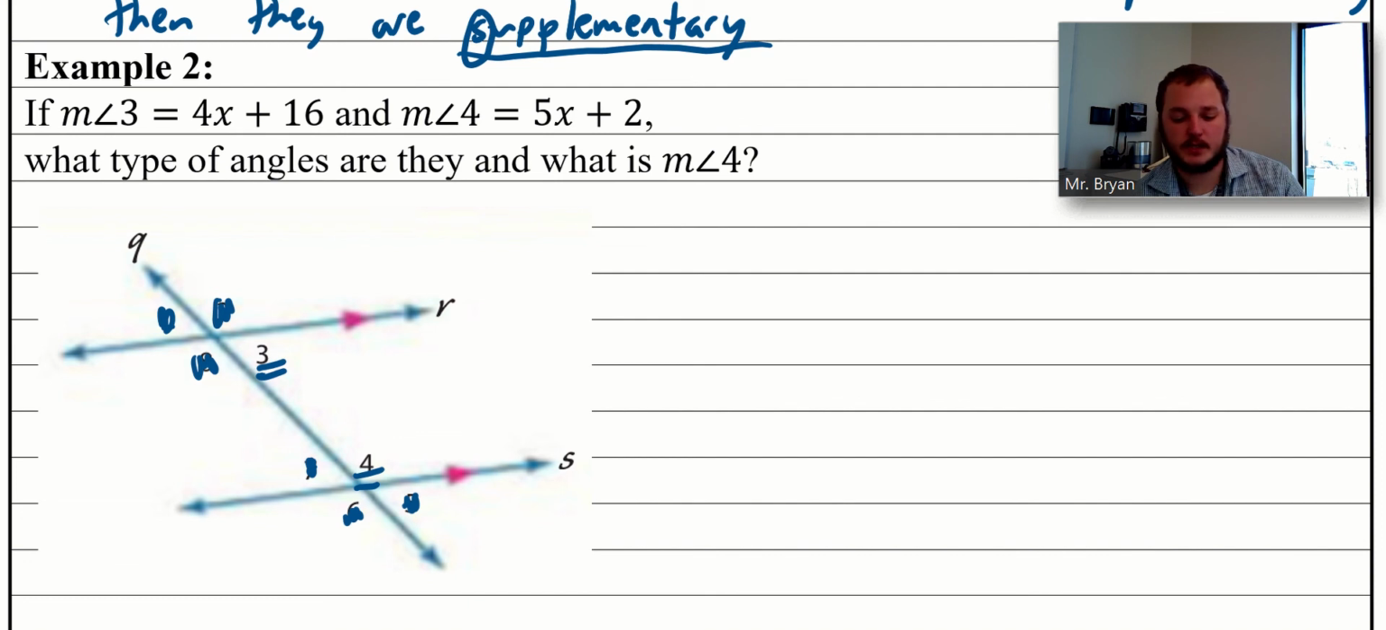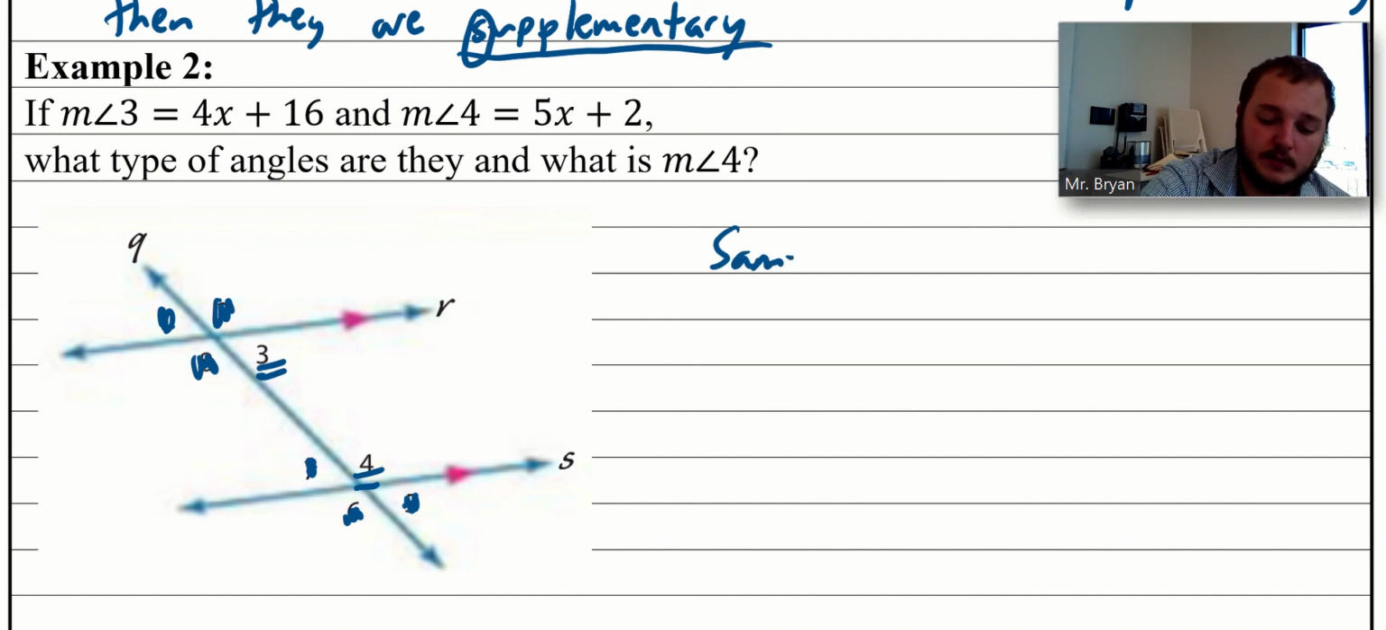Okay, so I see this with angle 3 and angle 4. First question I need to ask is what type of angles am I looking at? Or are they? So if I see angle 3 and 4, well, first off, are they on alternate sides or the same side of the transversal? In this case, they're on the same side. So I'm going to say same side here.